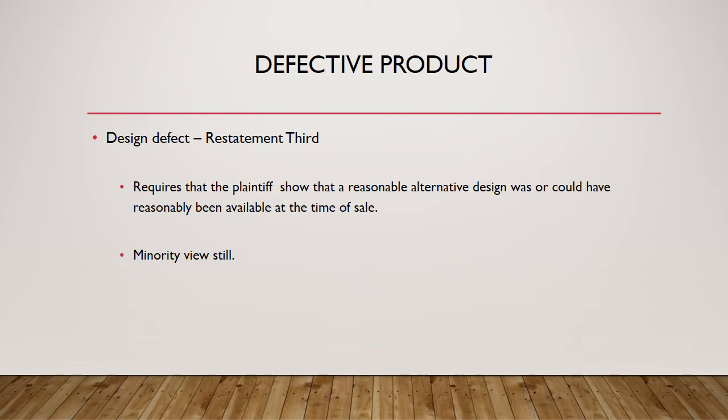So the Third Restatement, and I told you it differs just a little bit, and the main difference here is that under the Restatement Third, they require that the plaintiff show that a reasonable alternative design was or could have been available at the time of sale. So this almost implies a negligence standard, because you have to show that there was a reasonable design alternative that was either available or reasonably could have been available at the time that this was manufactured and sold. And so you're saying essentially that there's something that they could have done better, but they failed to do it. For that reason, it is a minority view, because it almost blurs the line between strict liability and negligence.